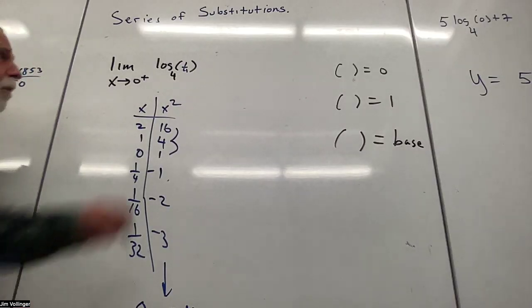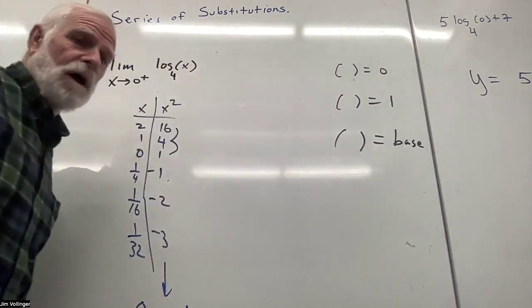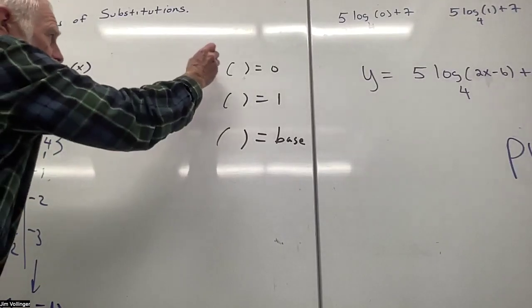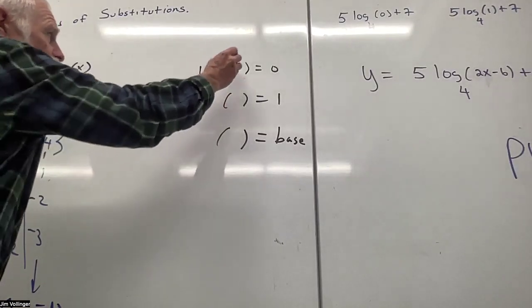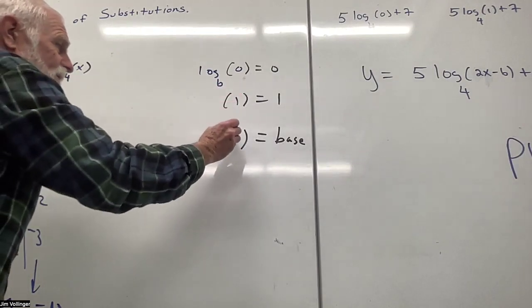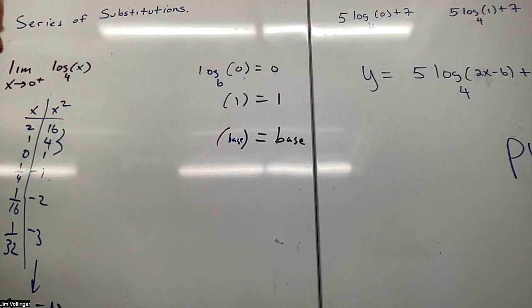Okay, so we've been graphing these, right? And when you graph a log, you want the parentheses, the argument of the log, regardless of the base, to be 0. You want it to be 1, and you want it to be the same as the base. Because then you can graph these things easily.